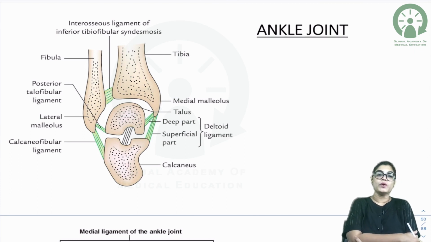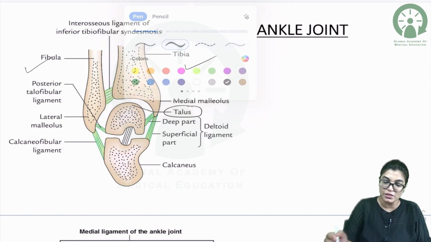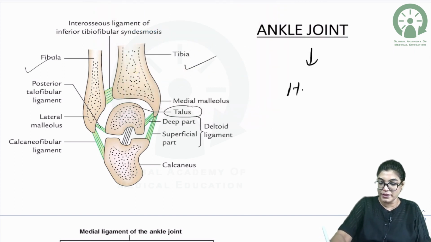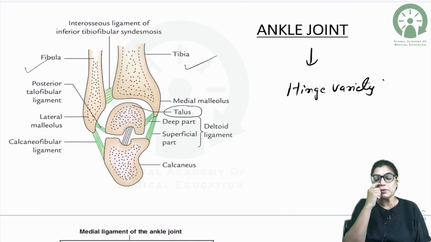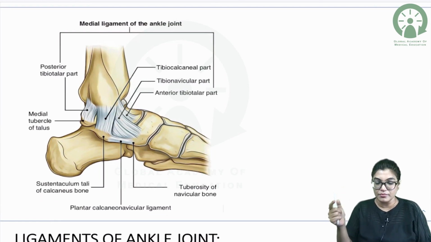It is formed by the lower end of the tibia and fibula articulating with the superior aspect of the talus bone. Ankle joint is a hinge joint. It also has a fibrous capsule and two important ligaments: the medial ligament of the ankle joint and the lateral ligament of the ankle joint.